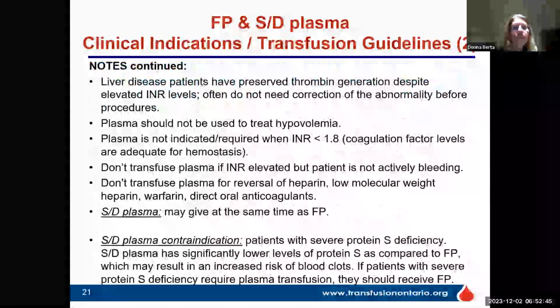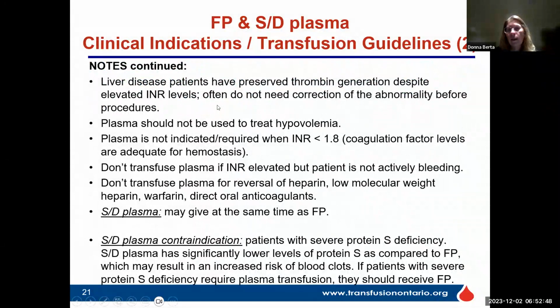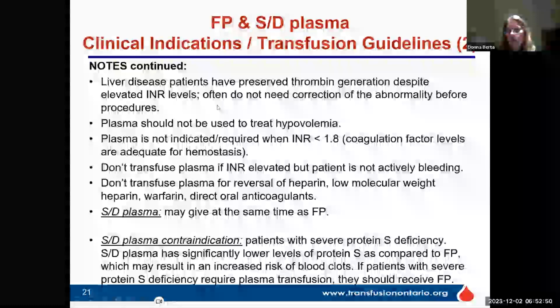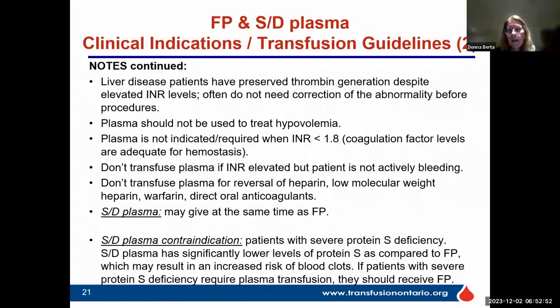Some additional notes: liver disease patients are a special population, because all of the naturally occurring coagulation factors, both the procoagulant and the anticoagulant factors, are produced in the liver. And so liver disease patients have a rebalanced hemostasis, so sometimes they don't need correction of the abnormality. Plasma shouldn't be used to treat hypovolemia. If the INR is less than 1.8, it's not indicated. If the patient's not actively bleeding, it's not indicated.